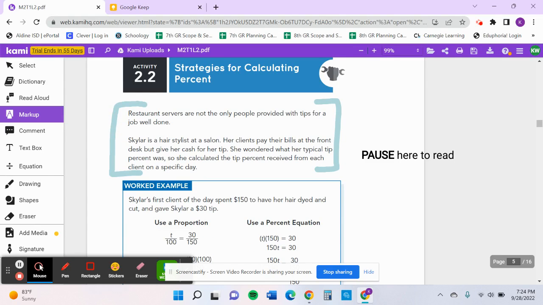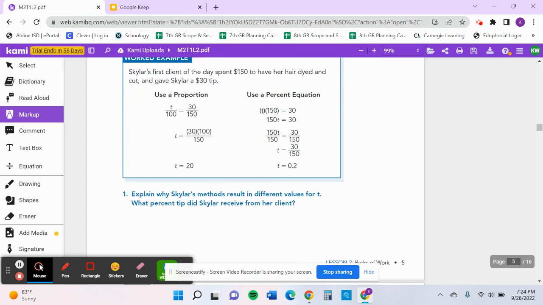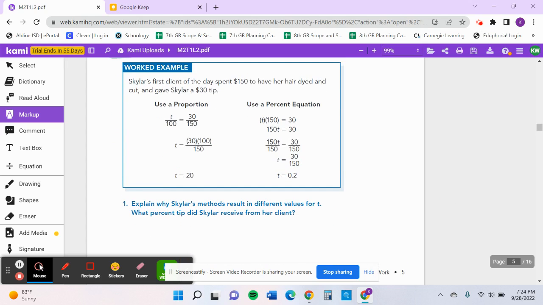So you just read about Skylar, who is a hairdresser who also gets paid tips in addition to the cost of her services. You are going to examine her worked example to answer question number 1. Question number 1 reads, explain why Skylar's method results in different values for T. What percent tip did Skylar receive from her client? This is the question that you're answering.